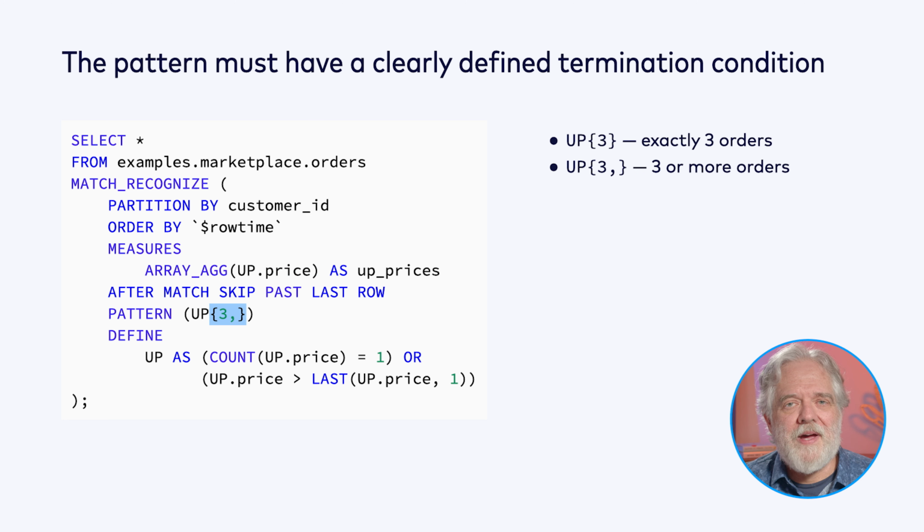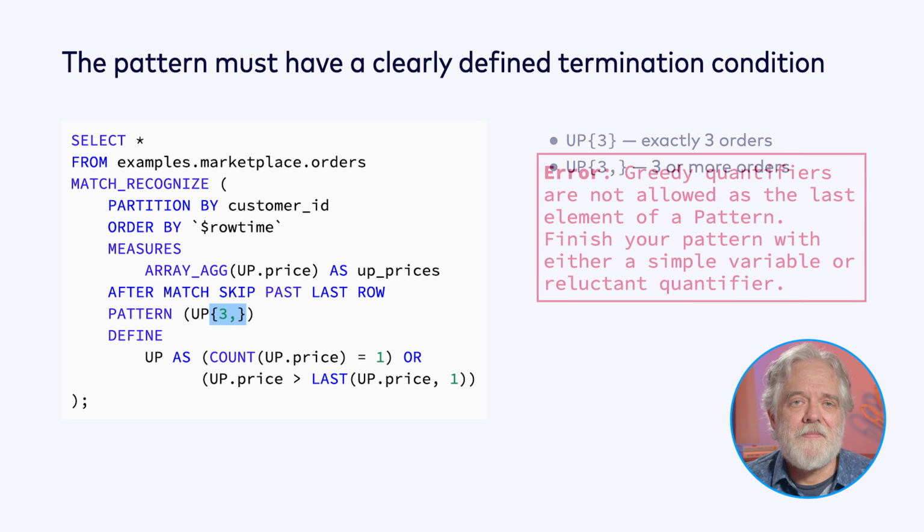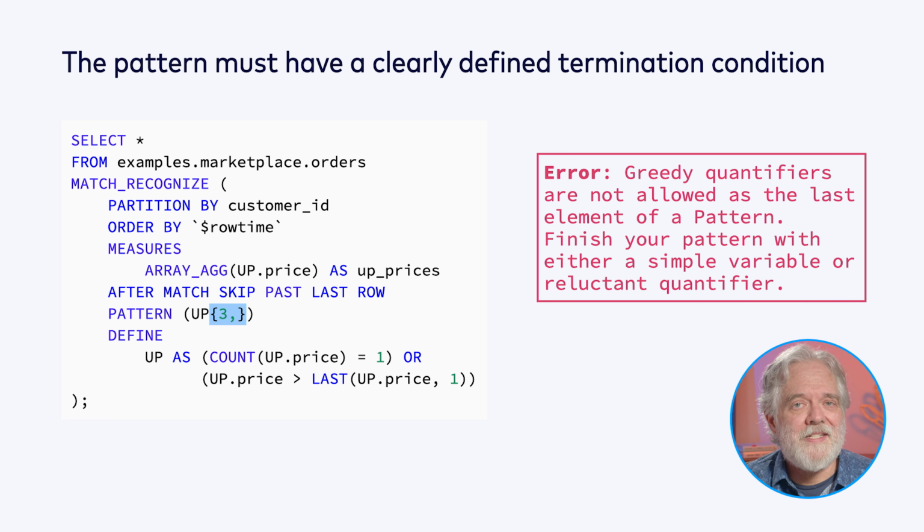You might be wondering why I had this pattern look for exactly 3 orders with increasingly higher prices. Why not find cases with 3 or more orders with ascending prices? Well, this is how you would express that idea. With a comma after the 3, this pattern will match cases with not just 3, but with 3 or more orders satisfying the conditions. However, if you do try this, you will get the error shown here.